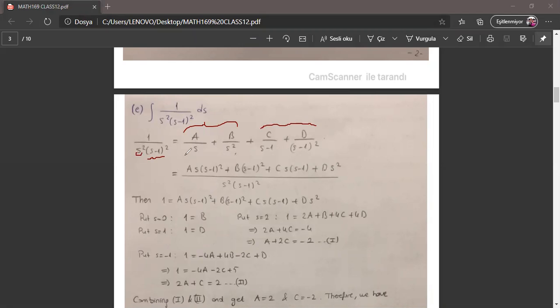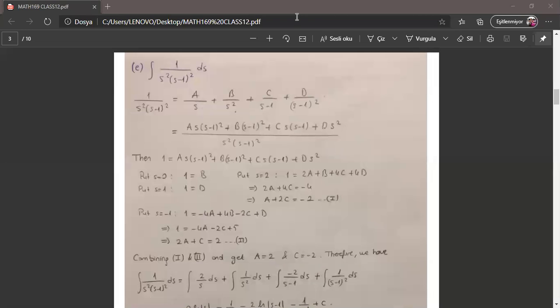Now we multiply this by s times s minus 1 squared, this by s minus 1 squared, this by s times s minus 1, and this by s squared. So we get this equality. Now the numerators are the same, right? This and this, we equalize them here. Now you see that it's hard to compute directly by using the equation system.